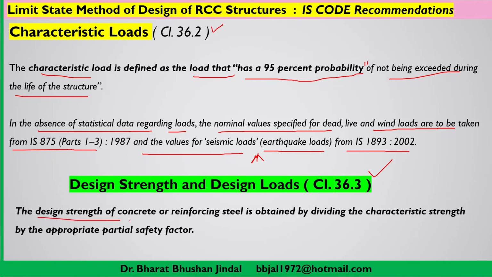The design strength of concrete or reinforcing steel, that means design strength of the material, is obtained by dividing the characteristic strength, which we have already discussed, by the appropriate partial safety factor. Earlier in the introduction part of limit state method, you may remember that we have discussed that instead of a working stress method where we were using factor of safety, in limit state method we are using partial safety factor. And this partial safety factor depends on various factors which later on we will discuss.